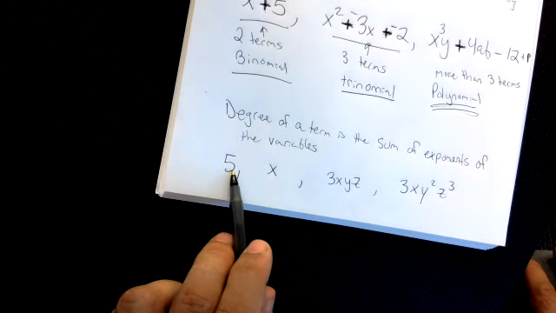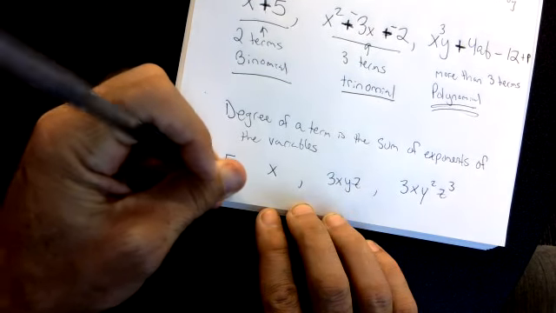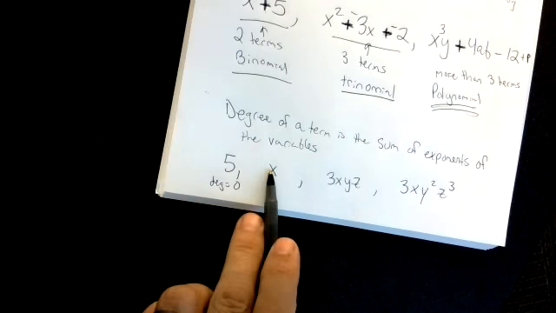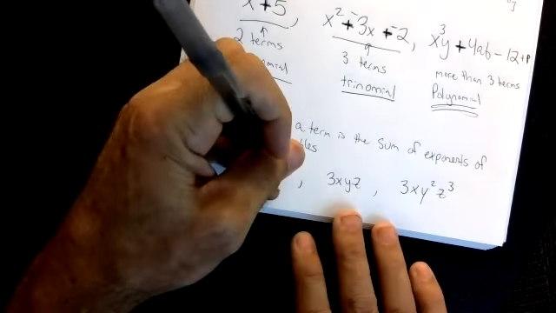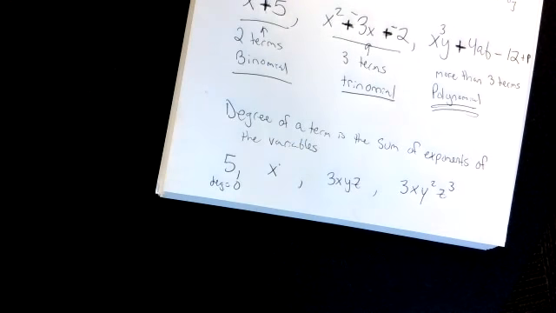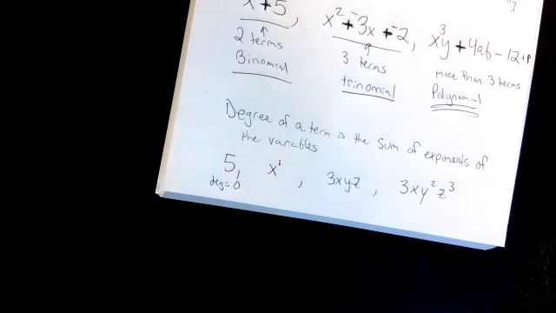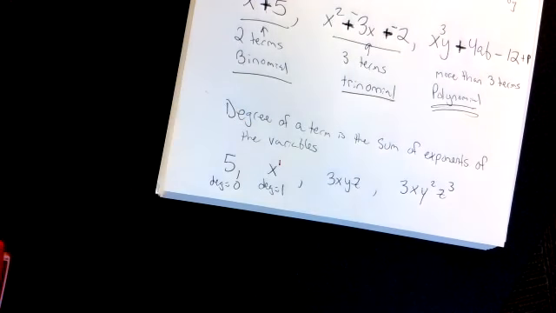So if there's no variable, then there's no degree. If you don't see a variable, then the degree is 0. Also, remember, if you have a variable but you don't see the exponent, remember that exponent's automatically a 1. Okay, remember, if you don't see the exponent, it's a 1. So this x has a degree of 1.